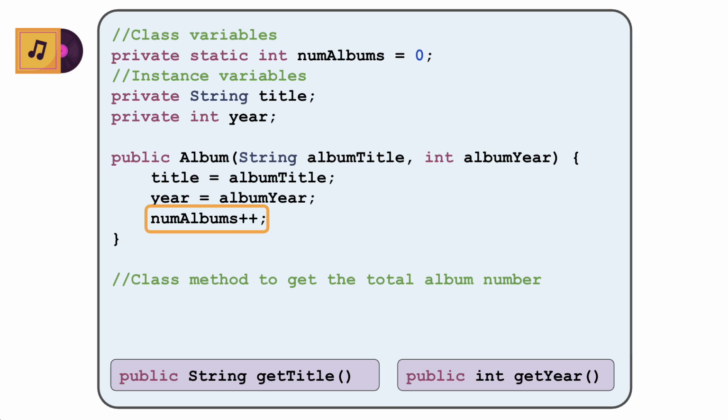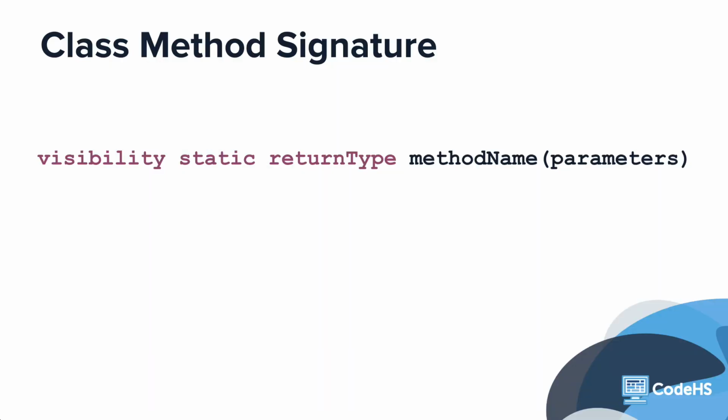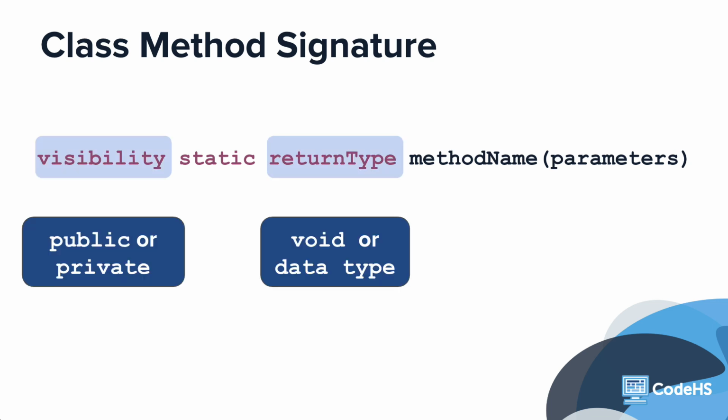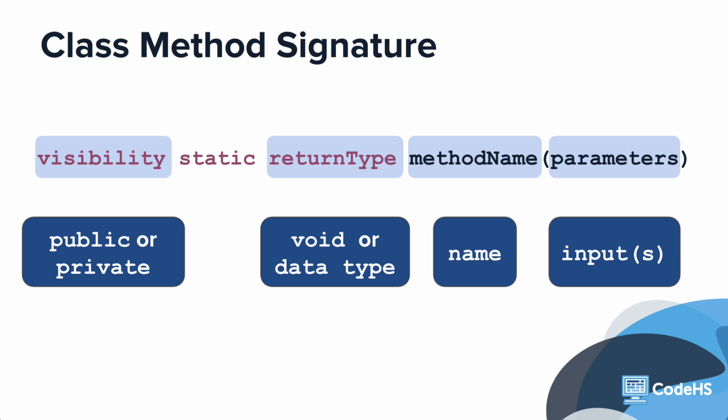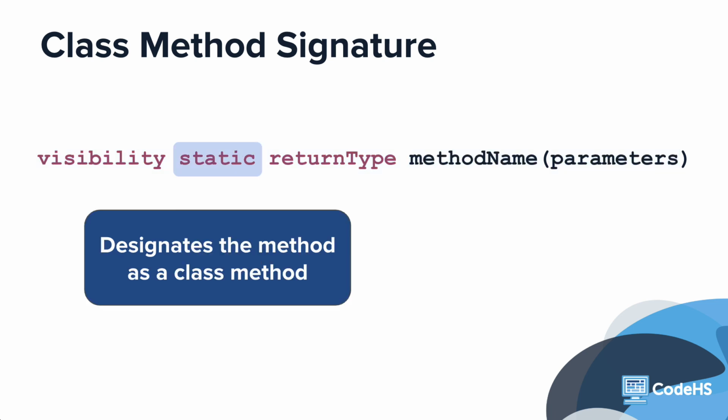Let's add a method that you can use to access this variable. Because this method isn't tied to a specific object, you can make this a class method. A class method signature looks almost identical to an instance method signature. It includes visibility, a return type, a name, and parameters. Just like a class variable, the only difference is the static keyword, which designates the method as a class method.